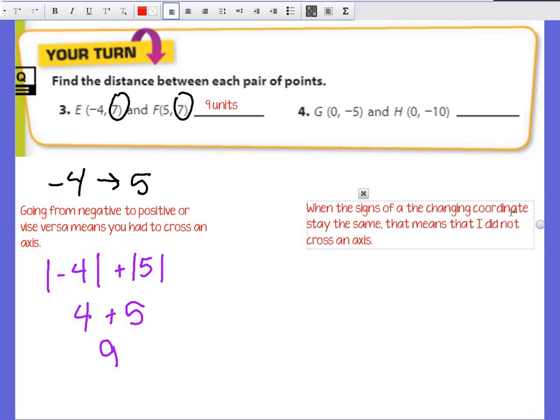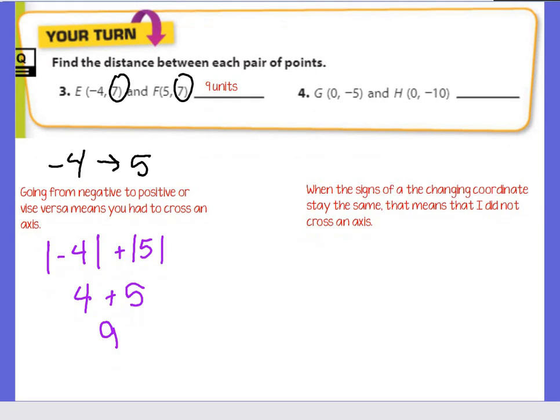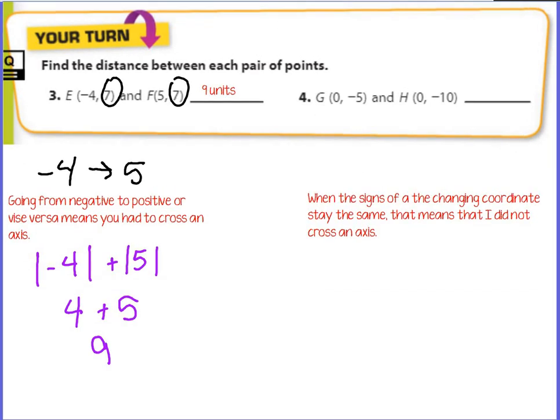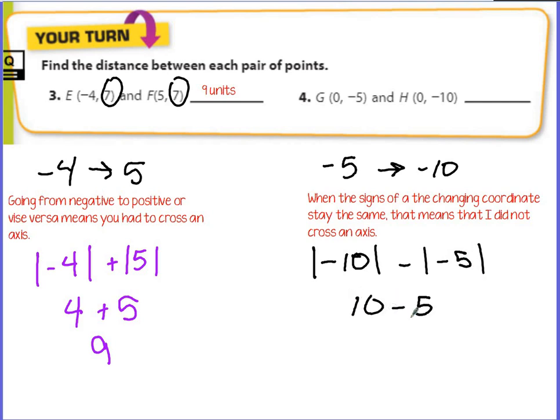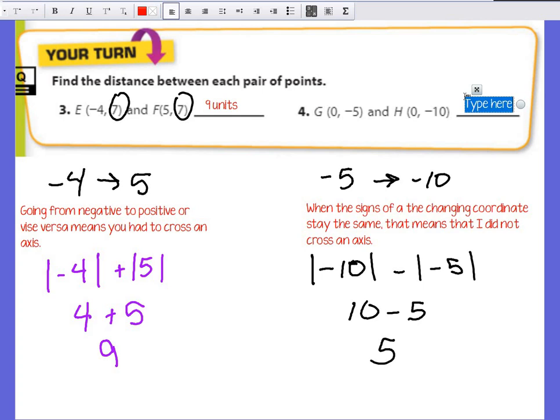And it's important to know that because that's going to tell us what operation we have to use. We're still going to use absolute value, but in this case, since I'm going from a -5 to a -10, I'm not crossing an axis, so I have to subtract. So I'm going to take that -10's absolute value, and I'm going to subtract the absolute value of -5. So here I have 10 minus 5. So it tells me the distance between these 2 points is 5 units.